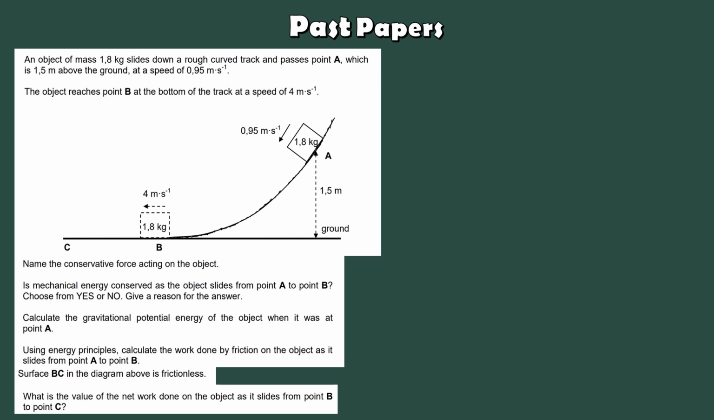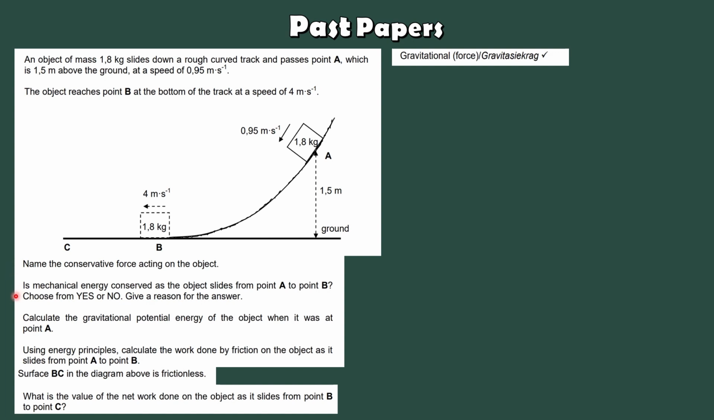The next one reads: an object of mass 1,8 slides down a rough curved track and passes point A, which is 1.5 meters above the ground, at a speed of 0,95. The object reaches point B at the bottom of the track at a speed of 4. Name the conservative force acting on the object. The only conservative force is gravity, so the answer is your gravitational force.